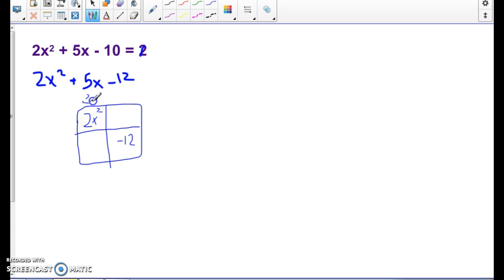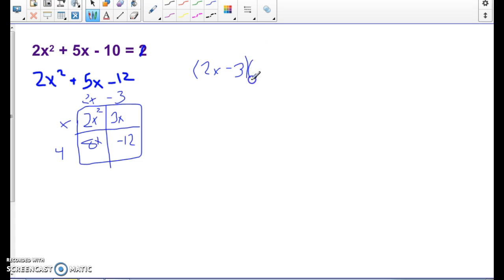2x, x. Now I need to figure out what numbers are going to multiply. I'm going to try 3 and I'm going to try 4. This would give me 8x and this would give me 3x. So I need this to be a negative to make it positive 5x.